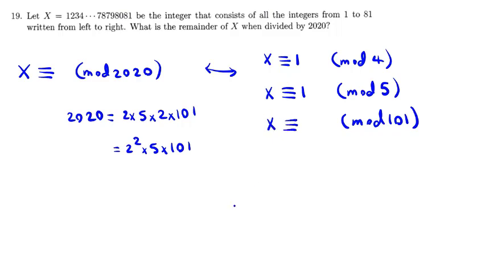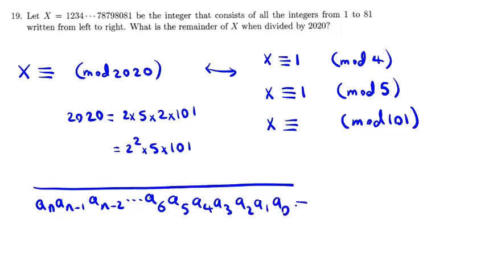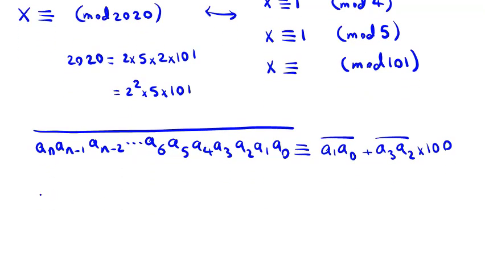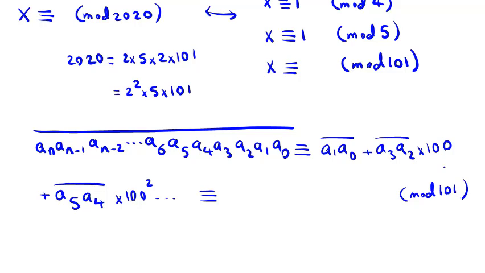X mod 101. So for considering mod 101, if you have digits a_n, a_(n-1), down to a_1, a_0, a number with n plus 1 digits, you can say it is a1a0 plus a3a2 times 100, plus a5a4 times 100 squared, and so on. If you consider this mod 101, because 100 is negative 1, it will be a1a0 minus a3a2 plus a5a4 minus a7a6, and so on.